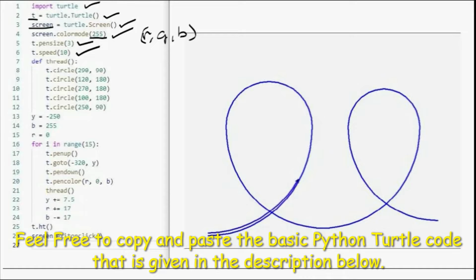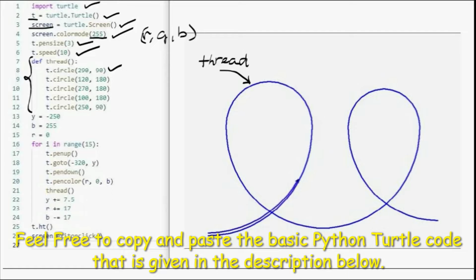Okay, the illustration here, the whole illustration here on the right, we call this the thread of the ribbon I am drawing. How do we draw the thread? It is specified in lines number 7 up to 12. There will be 5 arcs. Okay, let's start with this first arc here.